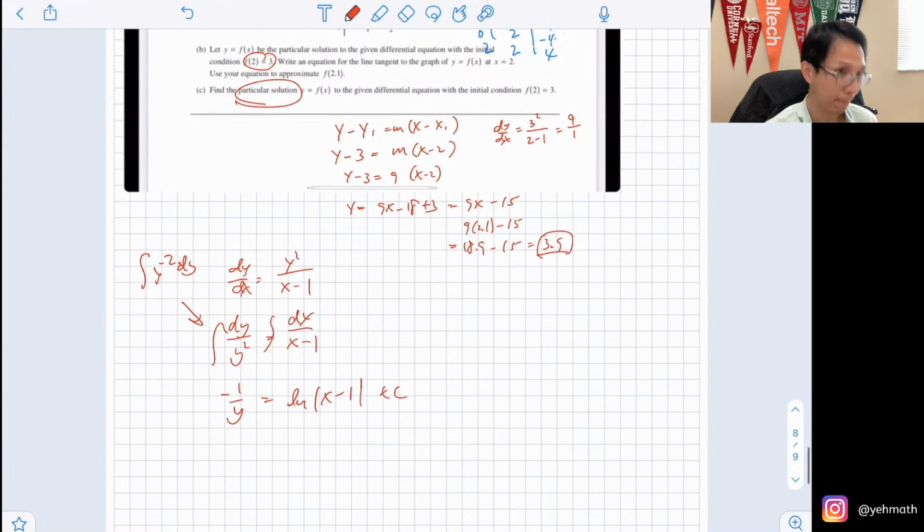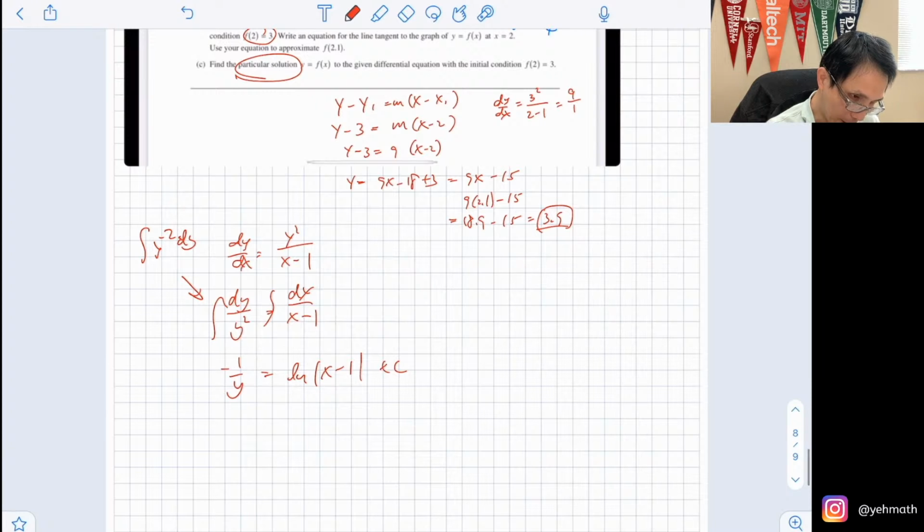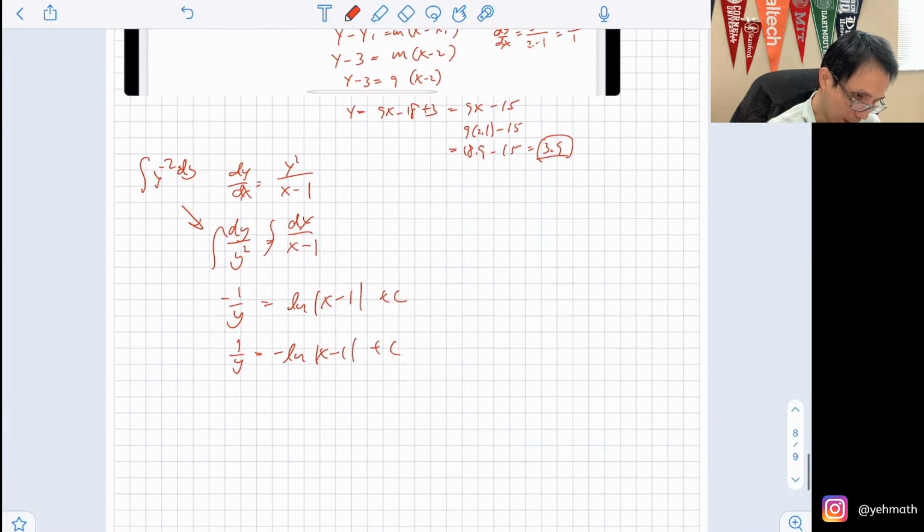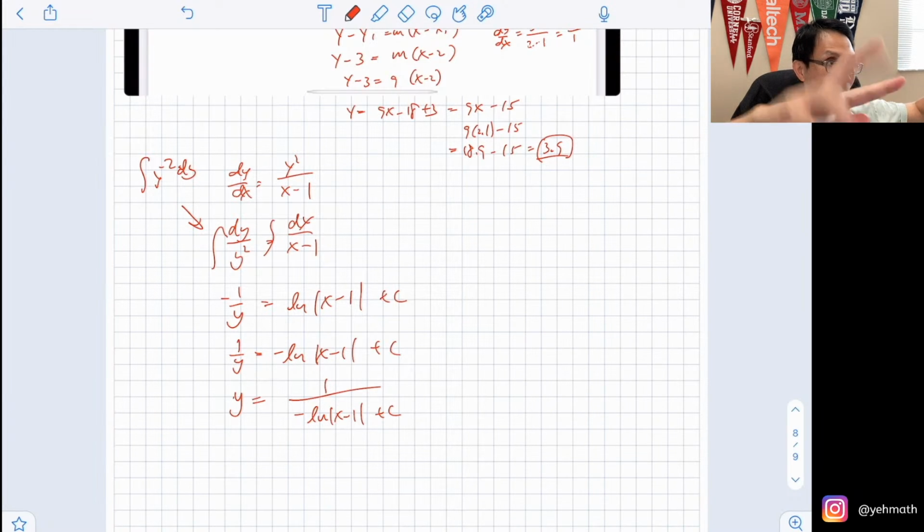Is it good? Okay, so I'm going to multiply by a negative sign on both sides. That's just me. Negative x minus 1 plus c. And I flip both sides, so it's y equal to 1 over negative natural log of x minus 1 plus c. Any questions here? I flip simultaneously. Numerator, denominator, flip.